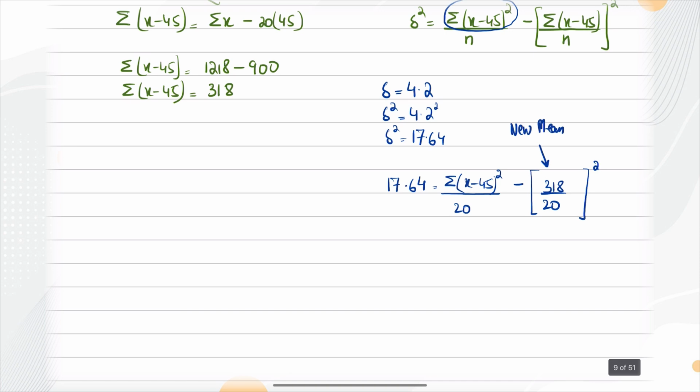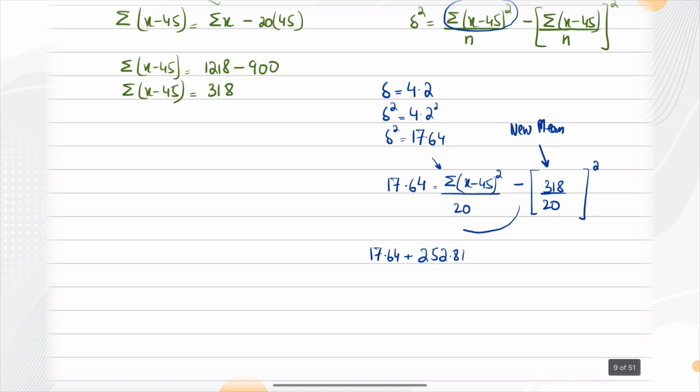Okay, now let's solve this. Let's see what we get. I would suggest that you first make summation x minus 45 whole squared the subject, and then do everything else in your calculator as it is. So that means 17.64 plus, well, I think we can work out 318 divided by 20 squared. We won't have to deal with a lot of decimals. Yeah, we can. So that's going to be 252.81.